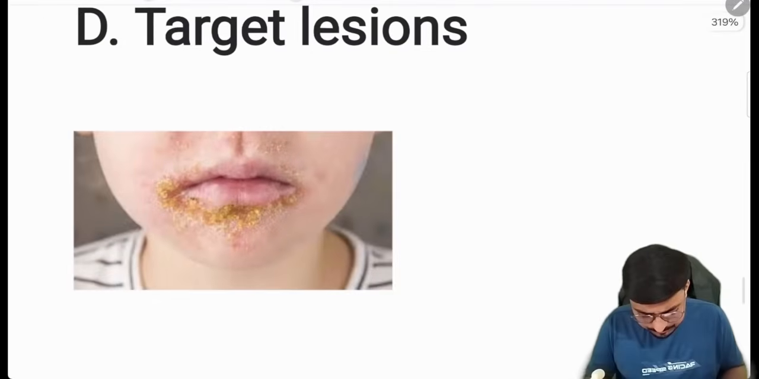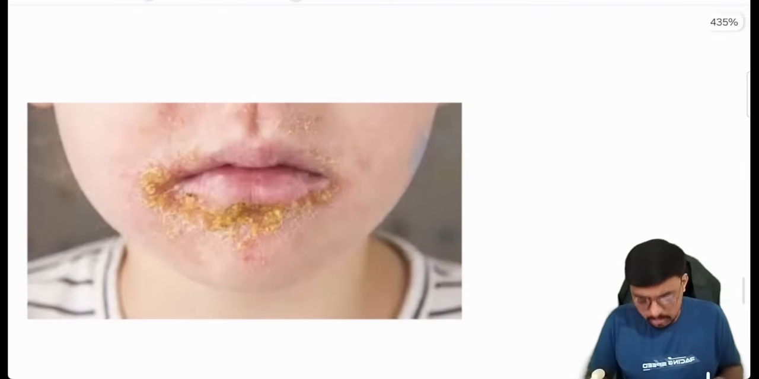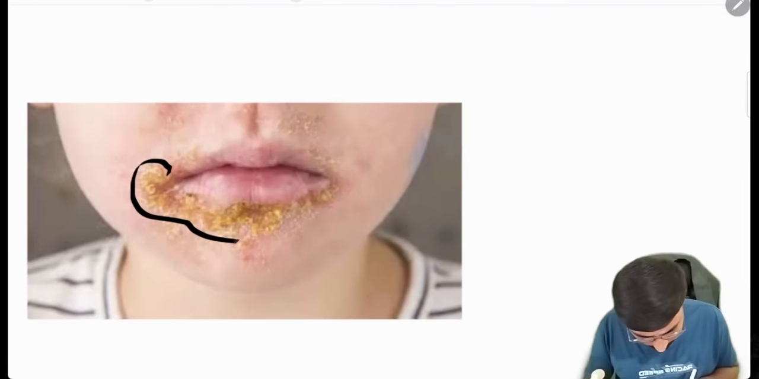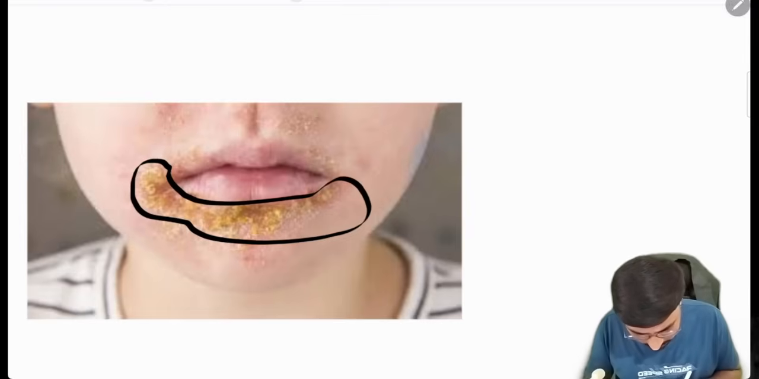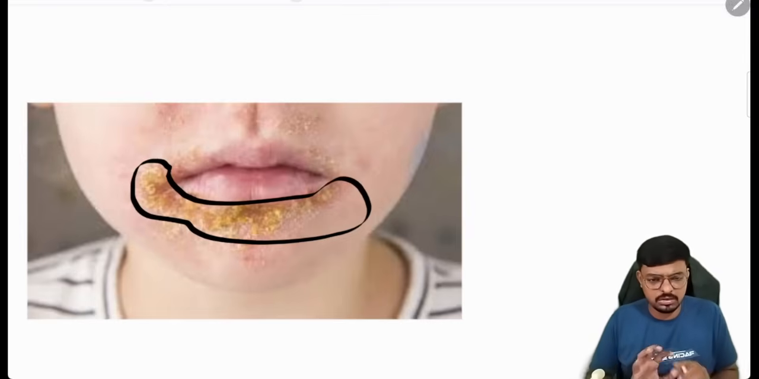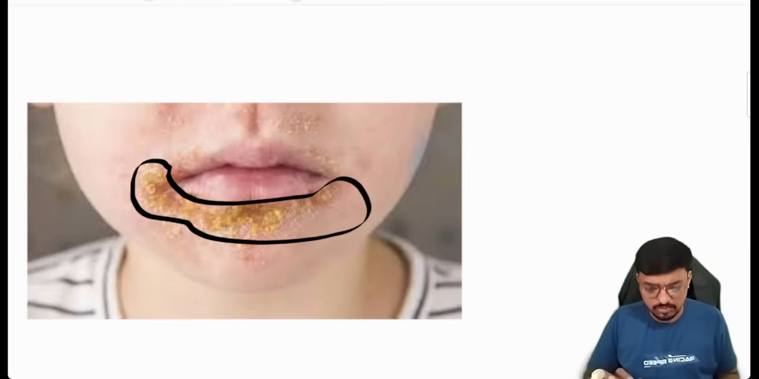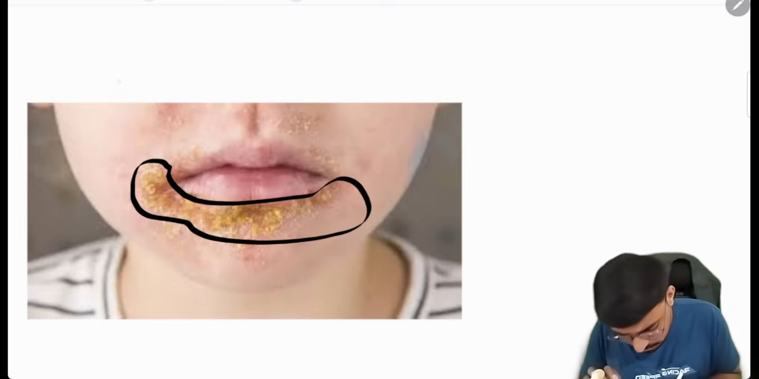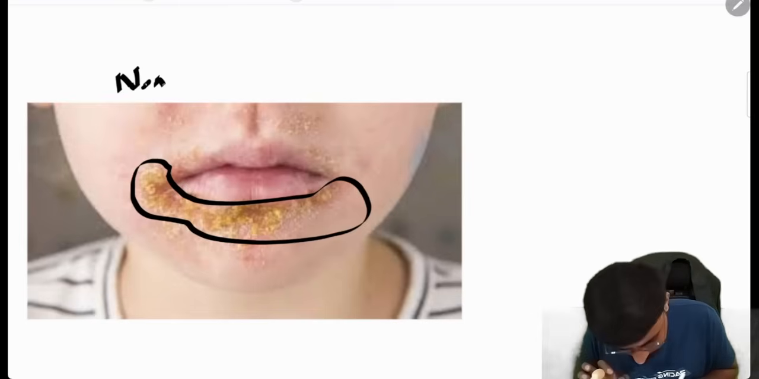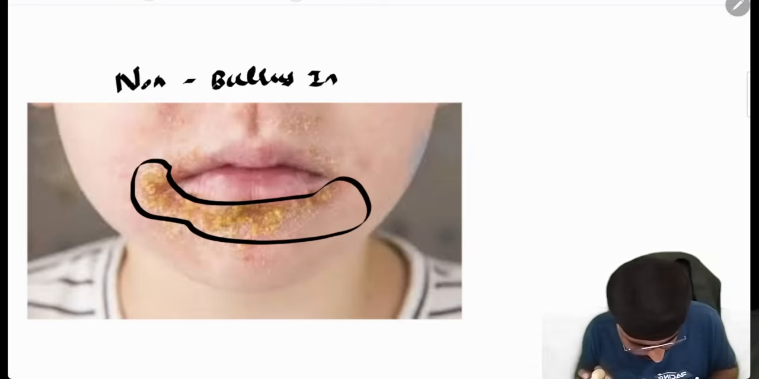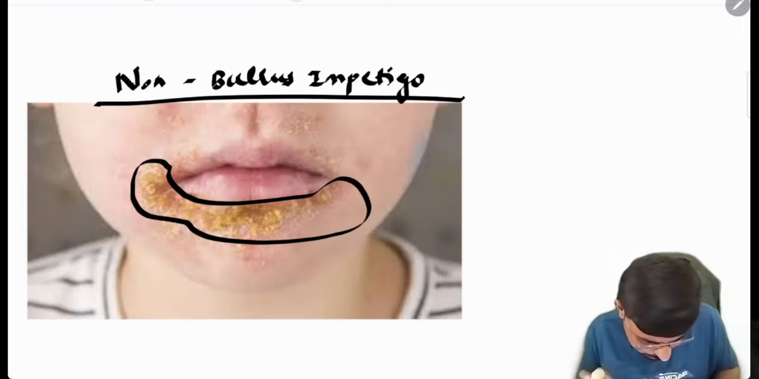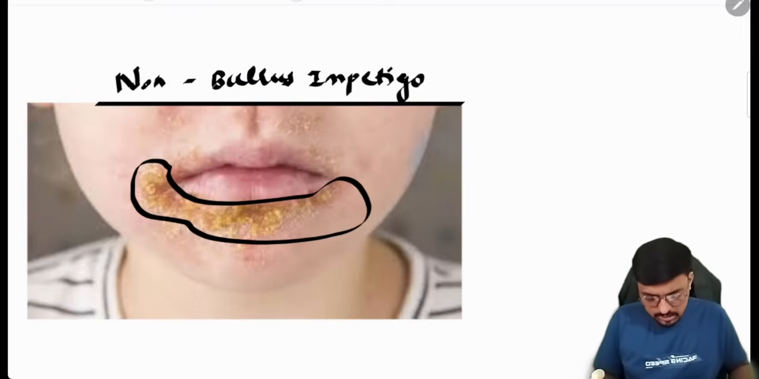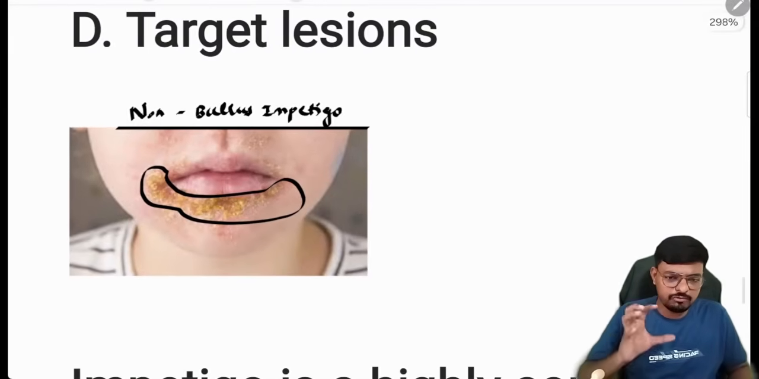Look at this one. Around the mouth, there will be honey colored crust. Here there is no fluid filled cavity, only the honey colored crust. So this is what we call non-bullous Impetigo. Very important. In bullous Impetigo we will get fluid filled bullae.